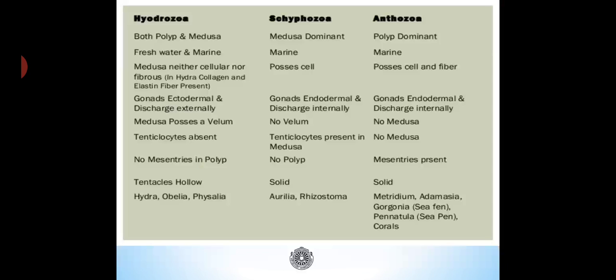And coming back to Hydrozoa, there are no mesenteries in the polyp, mesenteries are there in Scyphozoa, and the mesenteries are present even in Anthozoa. So these are some features by which you can compare the three different classes of phylum Coelenterata.